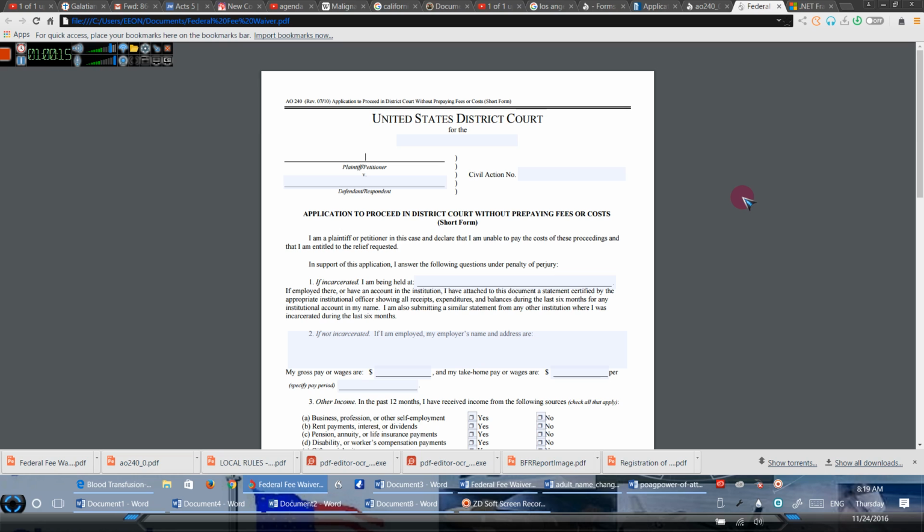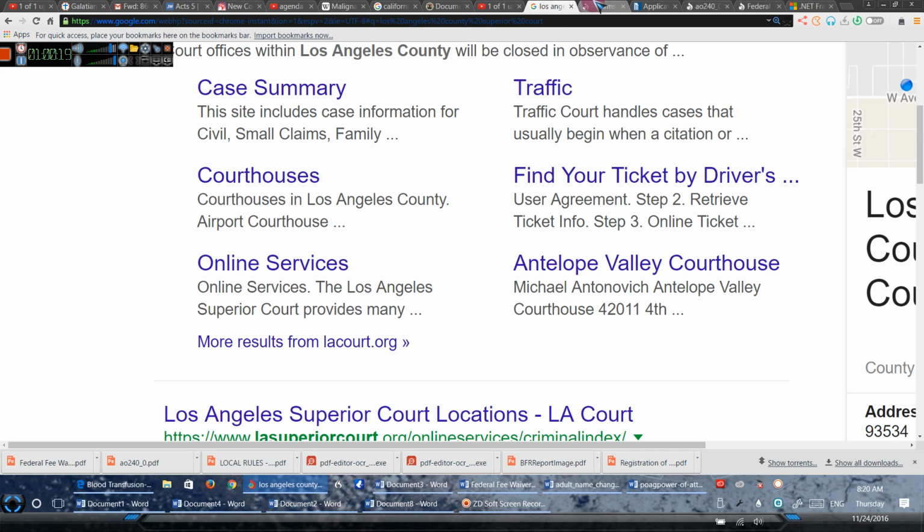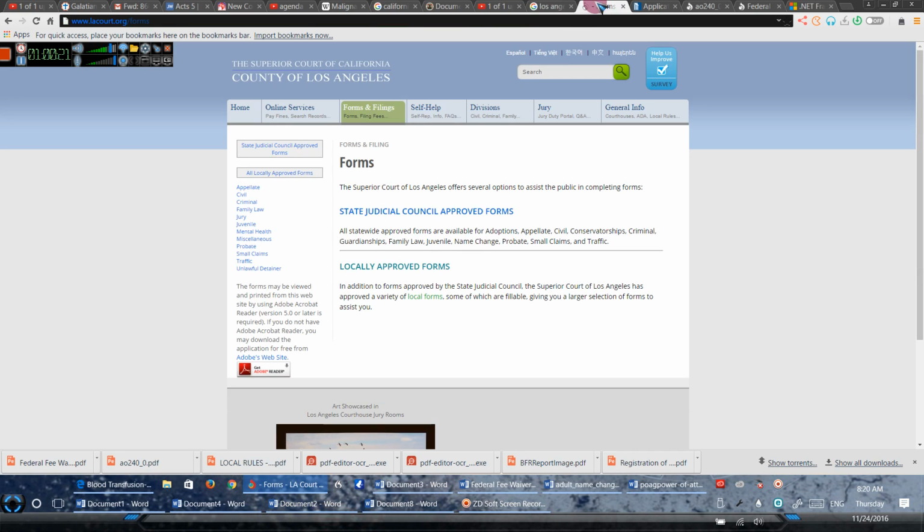Now, LA County has their, let me see if I can find it because I opened it up. This is their forms. That's LA County forms. Let's see. They have a particular form.